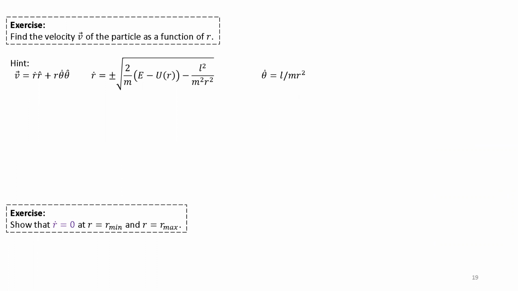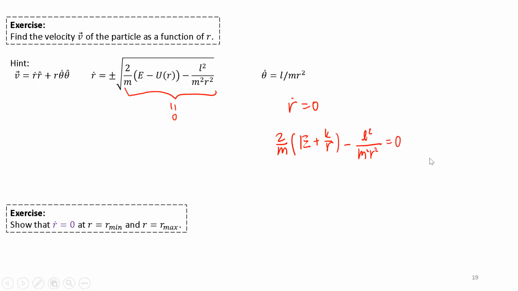So that's easy to see from the graph, but if I want to show it using an equation, what do I need to do? All I need to do is that if r dot is 0, this whole thing has to be 0. And this whole thing here, let me just write it out over here, is 2 divided by m times u of r, so I just have this minus k divided by r. That's why minus u is plus k divided by r, minus L squared divided by m squared r squared equals 0.